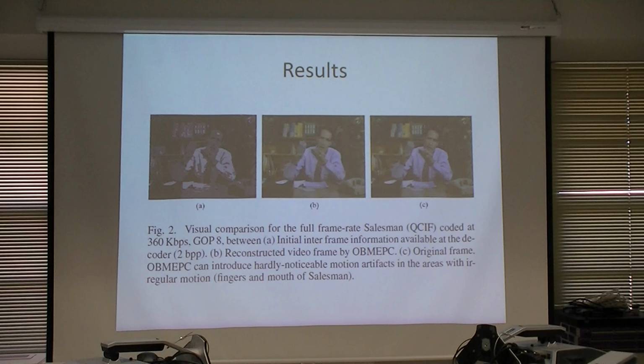And here is a similar comparison in terms of visual quality. Figure A is the initial interframe, which only contains the first two significant bit planes of luminance. Figure B is the reconstructed video frame using the proposed algorithm, which recovers the missing bit planes and all the chroma bit planes. And C is the original frame. So from these figures, it only introduces hardly noticeable motion artifacts in the areas with irregular motions.